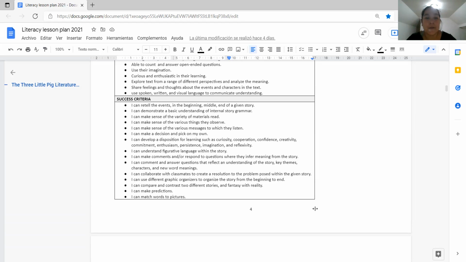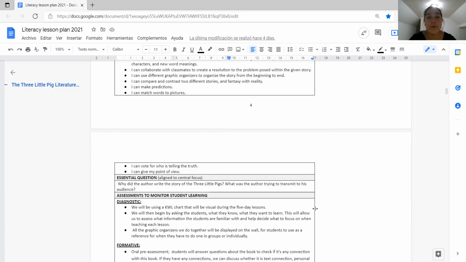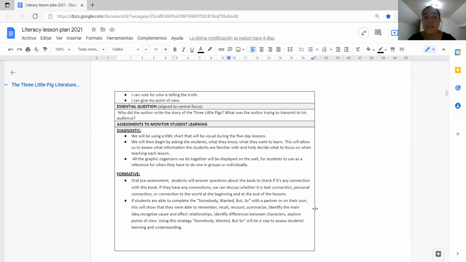I can collaborate with classmates to create a resolution to the problem posed within the given story. I can make predictions. I can match words to pictures. I can vote for who is telling the truth. And most of all, I can give my point of view. The central question is, why did the author write the story of the three little pigs? What was the author trying to transmit to the audience?